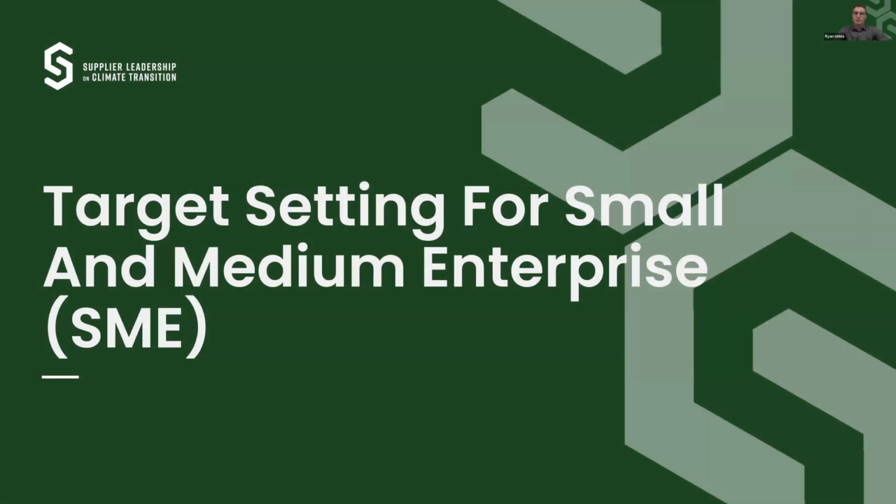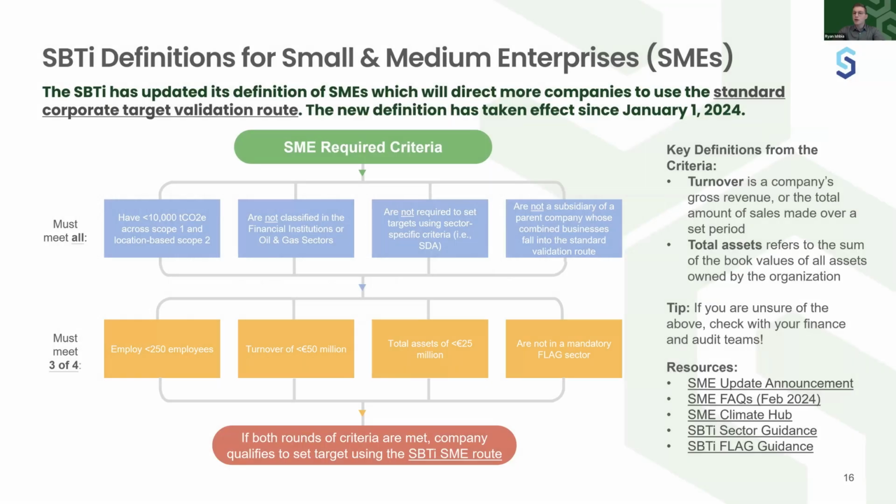So next, let's cover some more on target setting for those small and medium-sized enterprises, or again, SMEs as we'll call them. One quick update I want to flag is that SBTI recently updated its definition of what counts as a small or medium enterprise. This change took effect in January 2024, so still relatively recent. And it means some companies that used to qualify as SMEs now need to follow the full corporate validation route instead. So here's how it works.